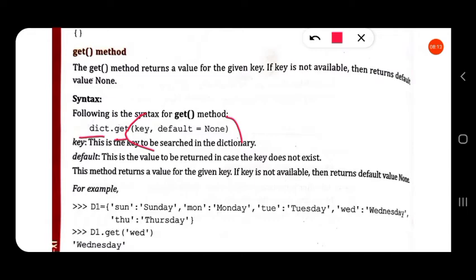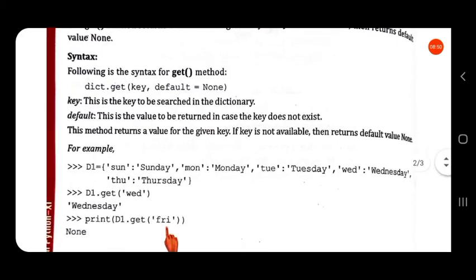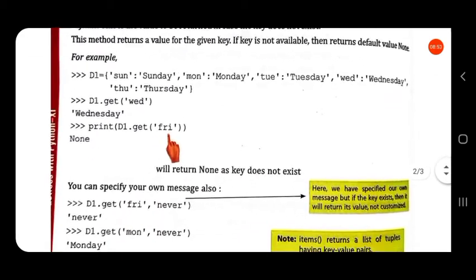Key is the key whose value is to be searched, and default is the value to be returned in case the key does not exist. Here the default is given as None. If the key that we search is not present in the dictionary, then the value given here will be displayed. Let us consider this example.